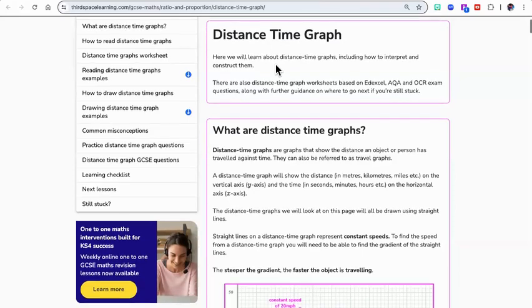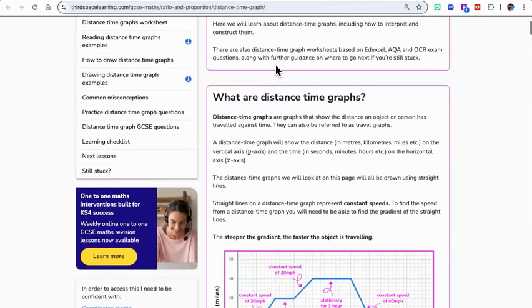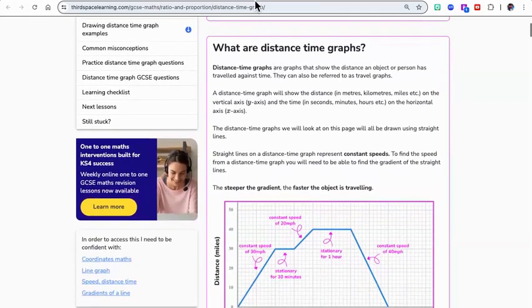So what are distance time graphs? Distance time graph, and I'm going to send this link in the chat, okay? So if you don't get to write it all down, you can always go back and write it down. That's the link for this page.